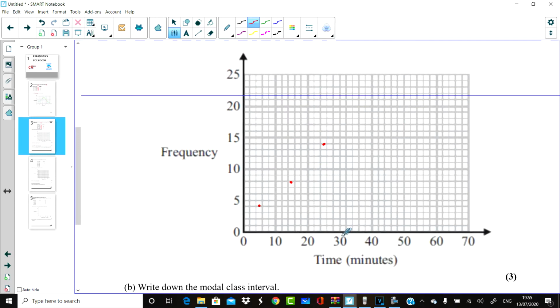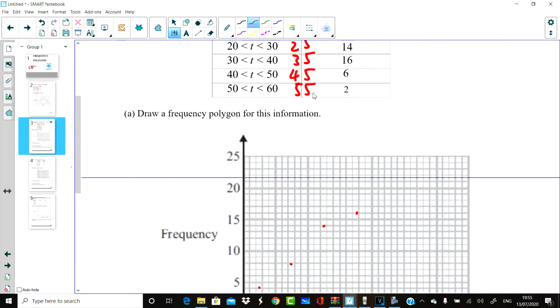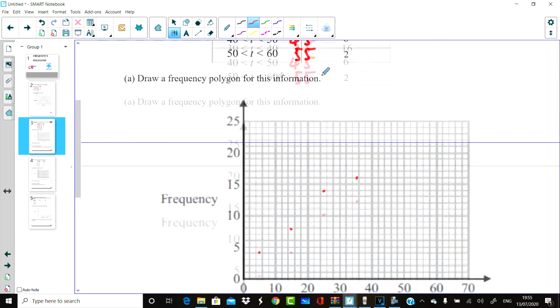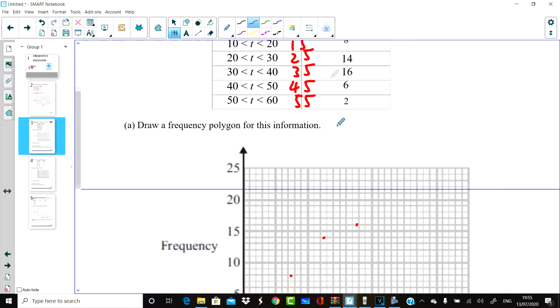Then we have 35 against 16. So 30 is going to be here, so that means 35 is going to be over here. And we plot it against 16. So 15 is over here, so that's 16 there. Sorry, so that should be 35 against 16.